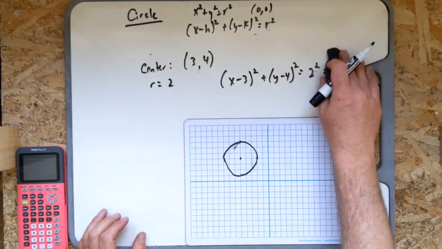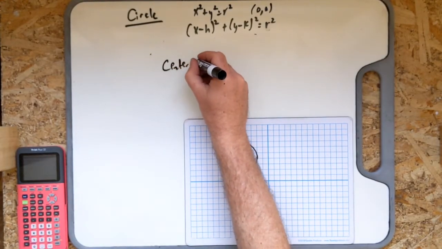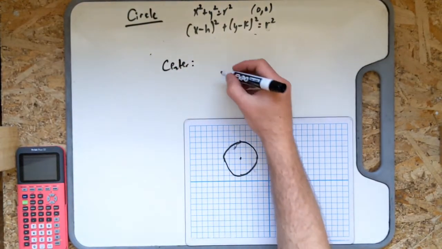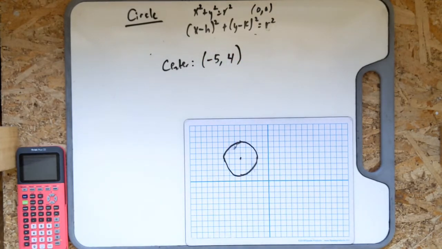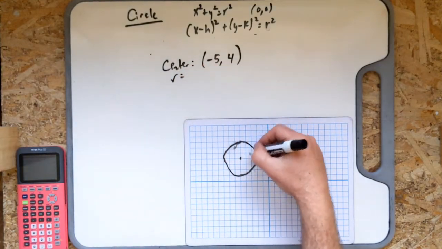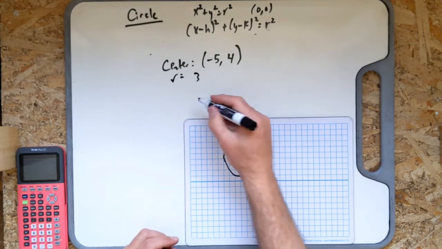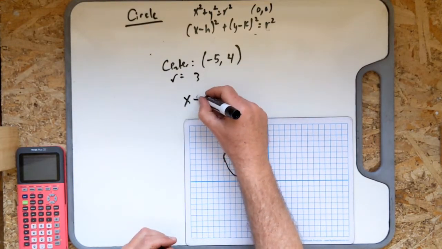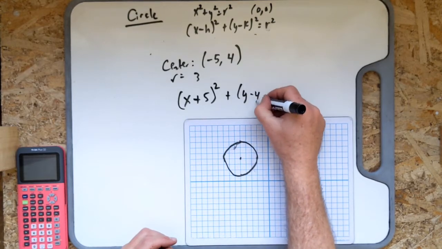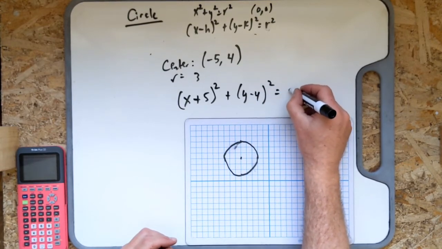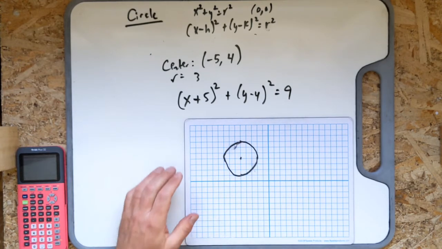Okay, if you're back, the center of this is (-5, 4), and the radius is 3, just counting out 1, 2, 3. Okay, that gives me an equation, which is (x + 5)², since x minus -5 is plus 5, and (y - 4)² = 3 squared, or 9. Remember to square the r, that's the most common error in these.